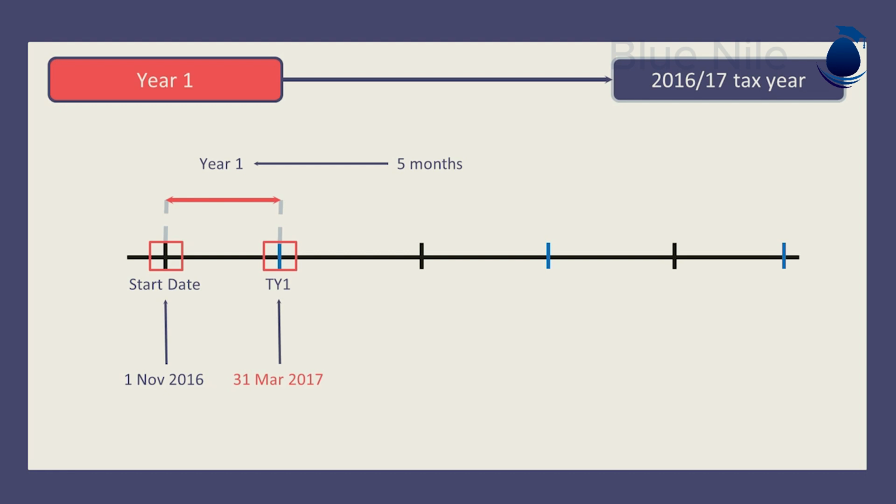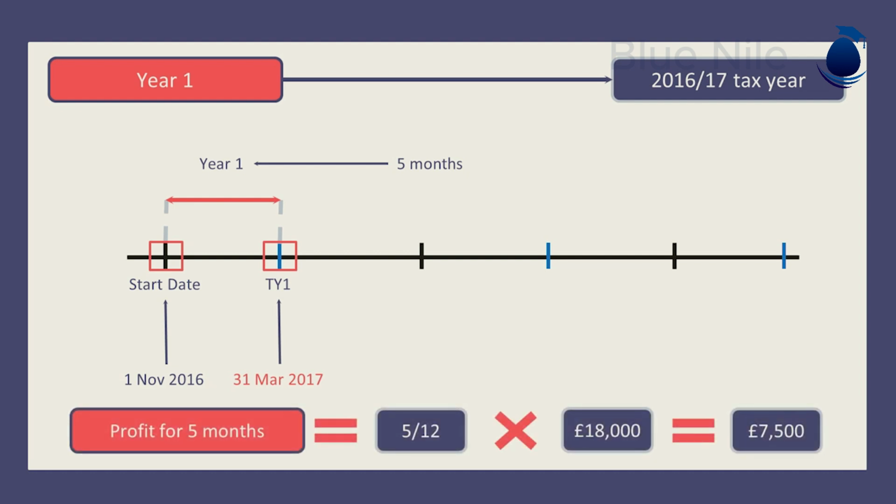This 5-month period forms part of the first accounting period to the 31st of October 2017, which is 12 months long. So to find the profit for the 5 months we can take 5/12 of the £18,000 profit for that year to give us £7,500. What we are really doing here is assuming the profits of the business accrue evenly month to month.